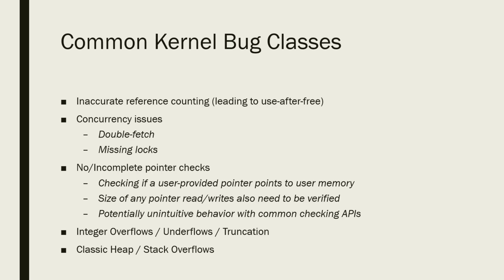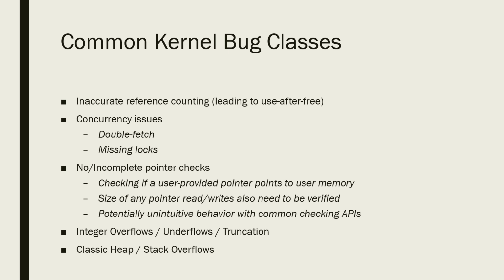Other common kernel bug classes that are worth mentioning even at this point focus around concurrency issues and reference counting. So when it comes to userland code, global memory is restricted to that process usually, right?